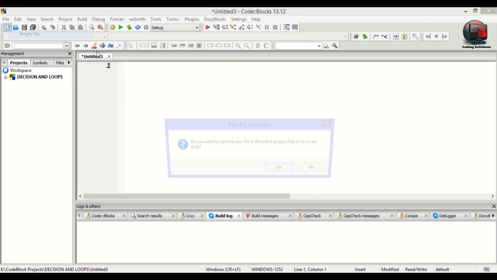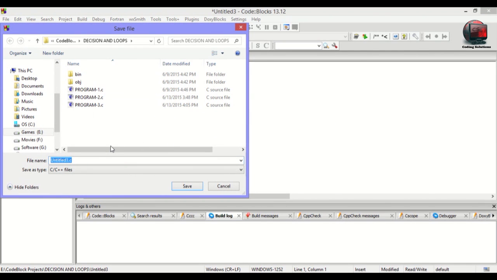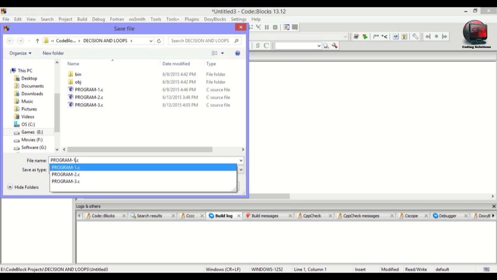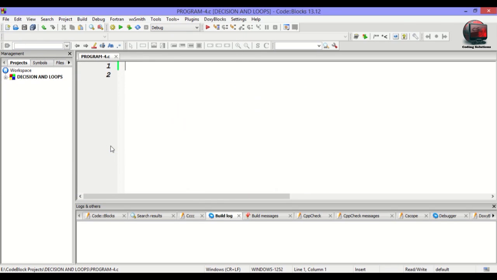Just add a new file. Click yes, program 4.c. To start off in the similar way, C program to find the roots of quadratic equation. And the date is 22/05/2015, and about the author, Pawan.